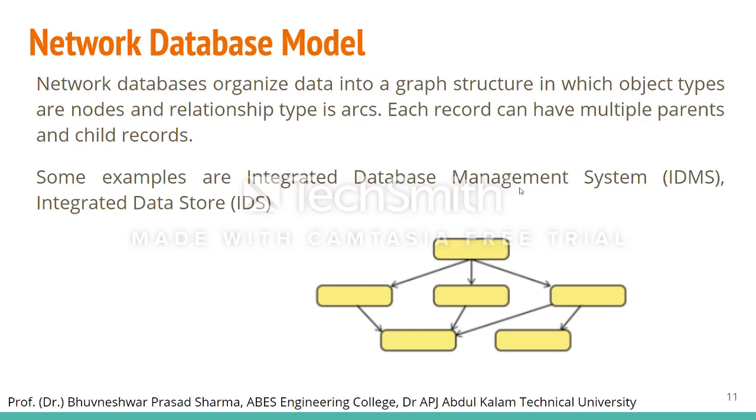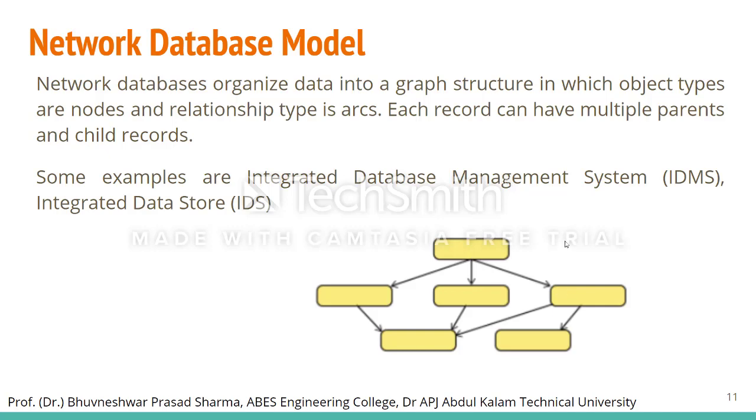Then we can have the network database model. Network database organizes data into a graph structure in which the object type is nodes and the relationship type is arc. Take this example. These are the nodes, this is the relationship, and this is the arc. Each record can have multiple parent and child records. Take this example: this can be connected to this, and this can be connected to this.